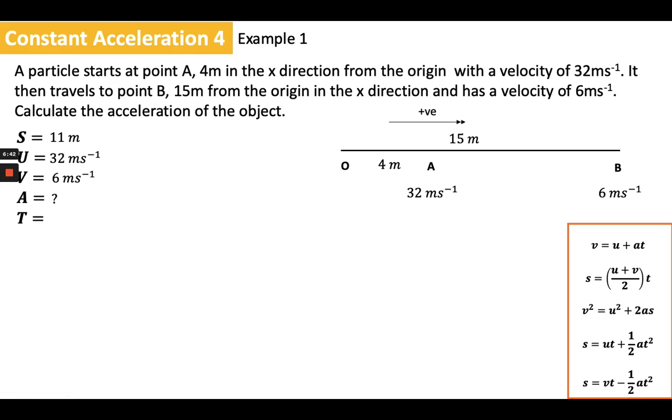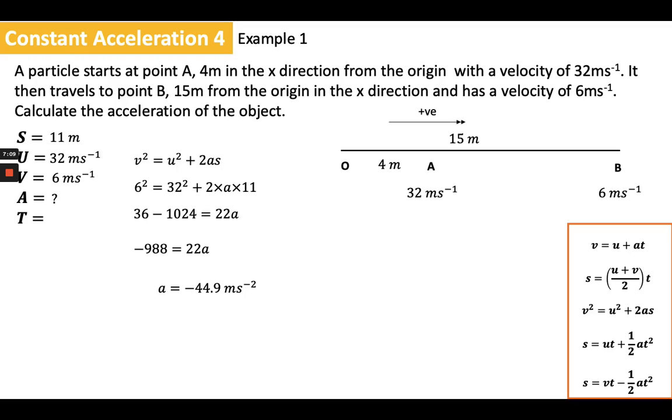Calculate the acceleration of the object. Now, same as before, I need to identify which equation I'm going to use. I've got S, U, V, and A, so I need to look at my equation. I'm going to look at one that has S, U, V, and A. So neither of the first two. Now, these two also have T in them, so this one, S, U, V, and A. I'm going to use the third equation. V squared equals U squared plus 2AS, sorry. Now I'm going to substitute, and then I can start solving. That should be nice and simple, and I should get the answer negative 44.9 meters per second squared.